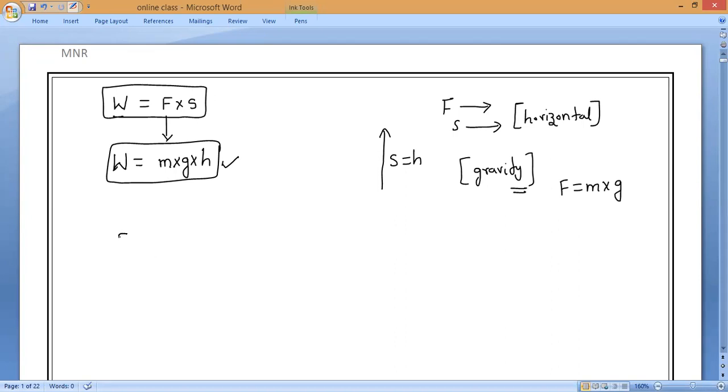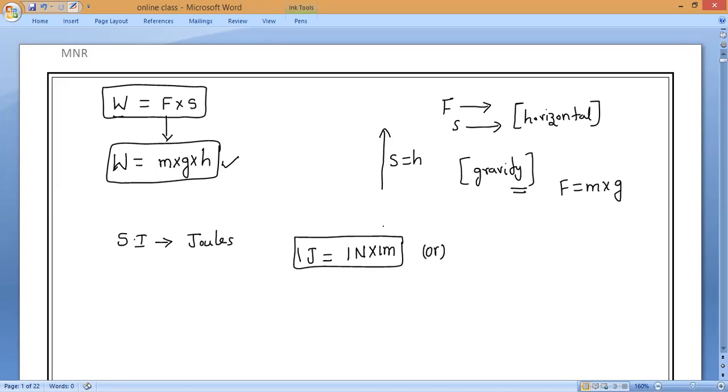What is the SI unit of work done, everybody? The SI unit of work done is joules. And we know 1 joule is equal to how much? 1 joule is equal to 1 Newton into 1 meter. So that is what we call 1 joule.